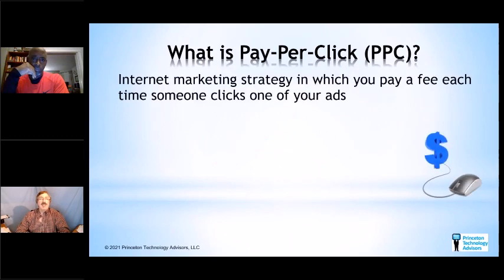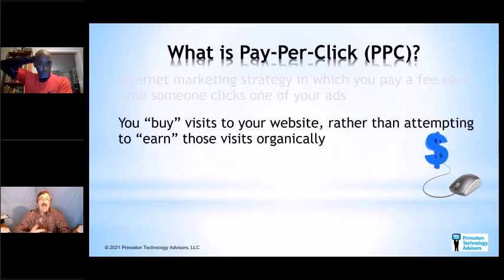So basically, it's an internet marketing strategy where you pay a fee for the privilege of someone clicking on one of your ads or one of your links. That's what pay-per-click is. And you're basically paying for or buying visits to your website. If you're only using SEO, you're earning that visibility organically. But if you're using pay-per-click, you're paying for getting that visibility right up front.